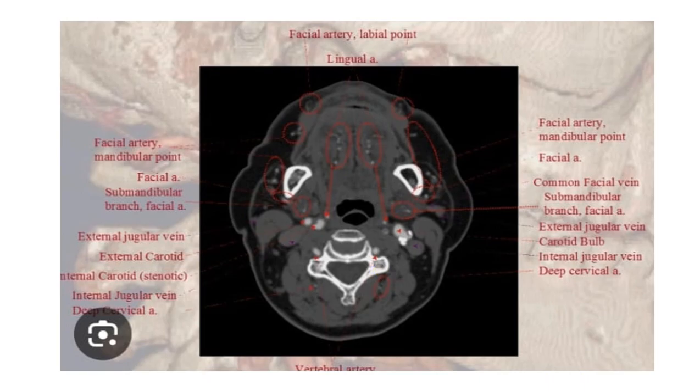And further branches: the labial part of the facial artery, mandibular part of the facial artery, submandibular part of the facial artery, lingual artery, lingual branches, mandible, and this is the vertebral arteries, occipital arteries, and external carotid artery. Internal carotid is lateral to it. This is external carotid, and this is internal carotid.